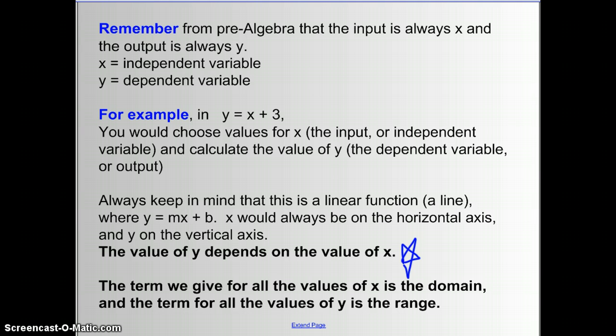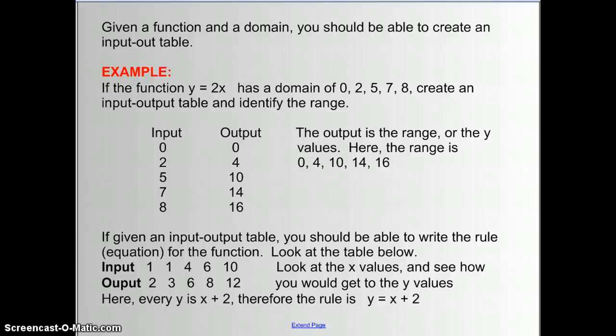The term we give for all the values of x is the domain. So all the inputs are the domain. And the term for all the values of y is the range. So all the outputs are the range. Given a function and a domain, you should be able to create an input-output table.